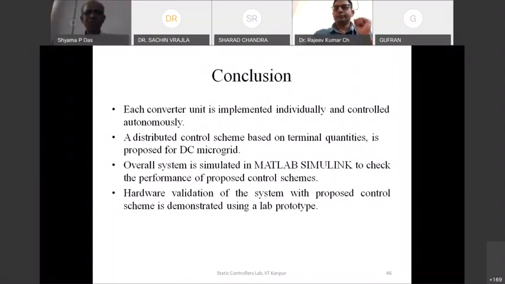We have 2 parallel DSPs, which are used to make the overall implementation. So thank you very much. If there are any questions, I can take up the questions.